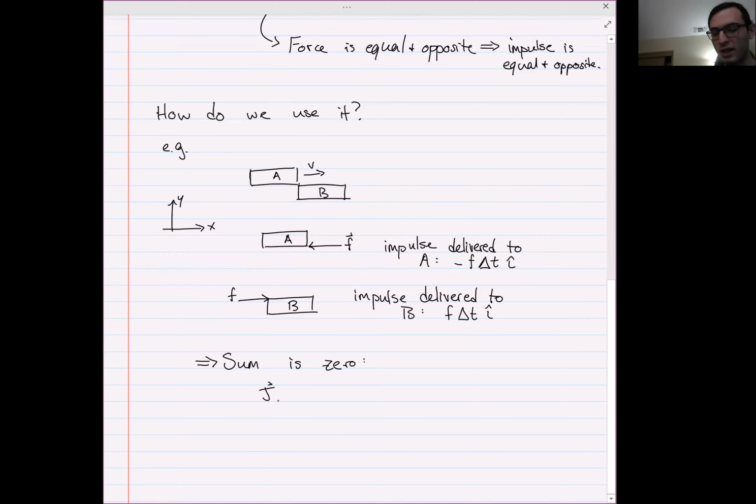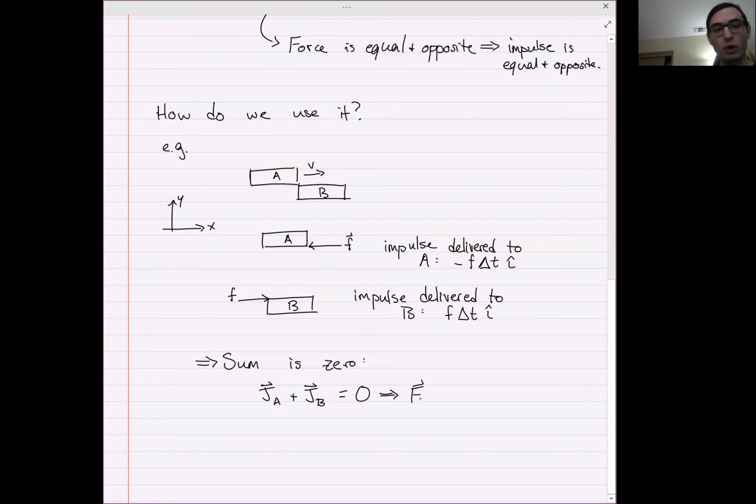So we would write JA plus JB, the impulse delivered to A plus the impulse delivered to B, equals 0. And we can use the formula for impulse: impulse is the force vector times the duration over which the force is applied. By the way, this book example is a strange example of a collision, but it is indeed a collision. You have two objects that weren't initially together, and then they interact, and then something happens. That's what a collision is.